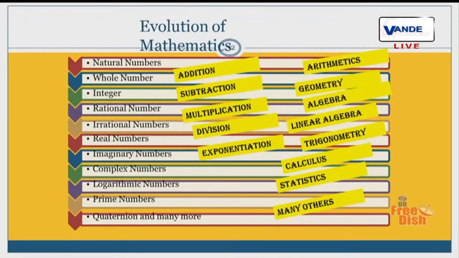Once these number systems evolved, operations on those numbers, meaning addition, subtraction, multiplication, division and exponentiation, are required; these are the binary operations. Based on where we use these numbers and operations, subjects like arithmetic, geometry, algebra, linear algebra, trigonometry, calculus, statistics and many more have evolved, and day by day it is evolving as per our requirement. As science and technology advance, we are requiring many newer thoughts of numbers. One of them is the quaternion, and there are octonions and many other things.